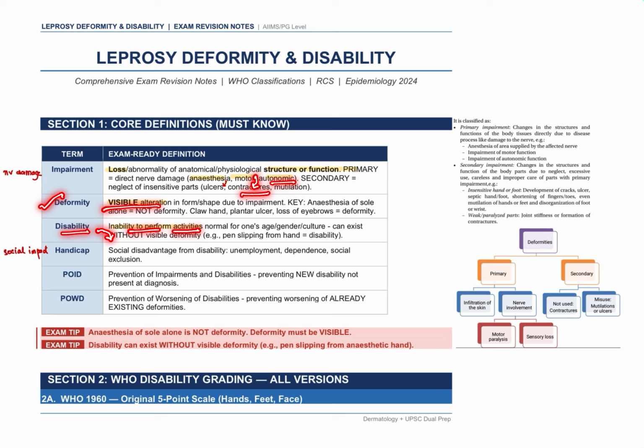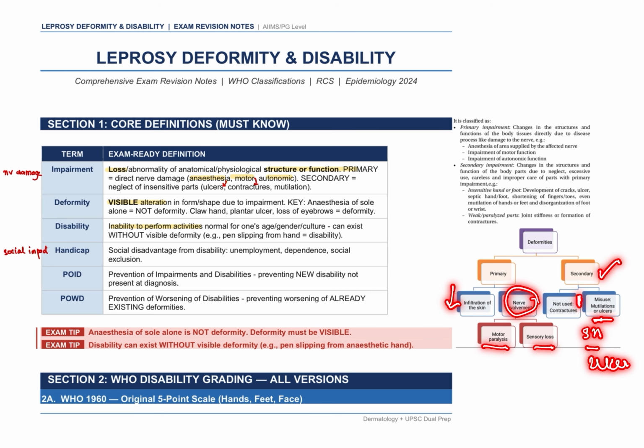Now these deformities can be either primary, which were due to direct infiltration of skin or nerve involvement in the form of motor or sensory function loss, or secondary, where there can be sensation loss leading to formation of ulcer, or if there is no use of the extremity, there can be contractures.